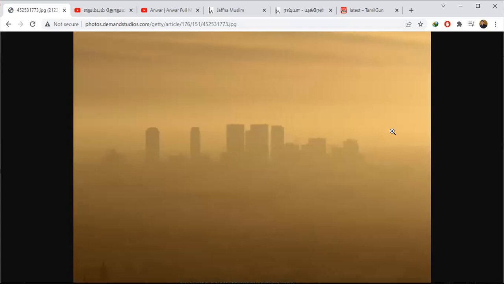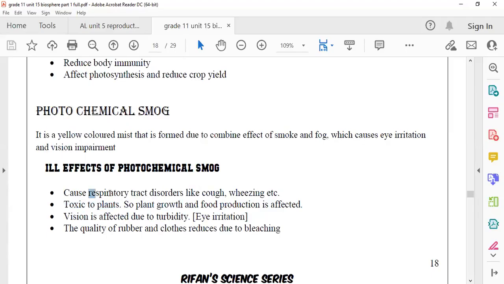When this smog comes in contact with the human eye, irritation, meaning reddening and paining, all these problems will be created. Photochemical smog is toxic to plants. When people breathe it, it creates wheezing problems. Already some people have a wheezing problem; it will be exaggerated due to the photochemical smog. Vision will be affected. Rubber and cloth-like materials will lose their quality, and their color will decrease.